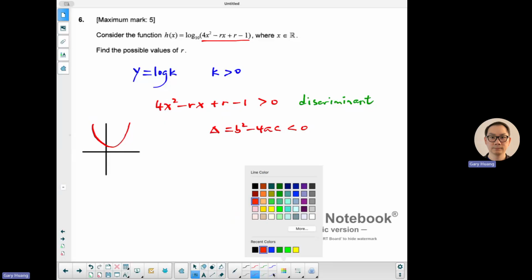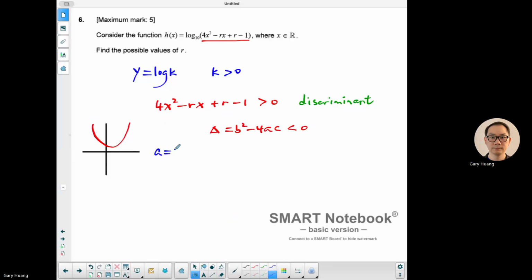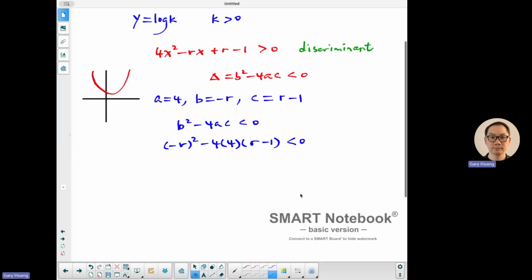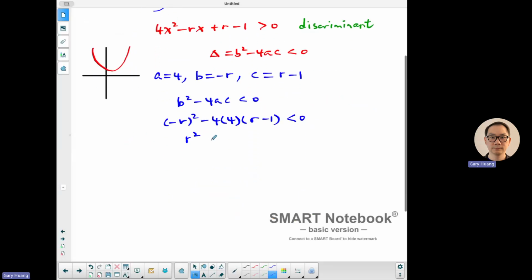Well, what's the a value? Well, a value is 4. The b value is negative r. And the c value is r minus 1. The discriminant, which is b squared minus 4ac, is going to equal negative r squared minus 4 times 4 times r minus 1. And that's going to give you r squared minus 16r plus 16 is less than 0.